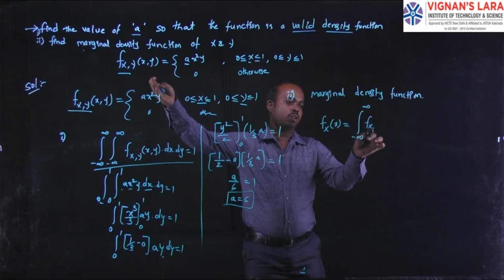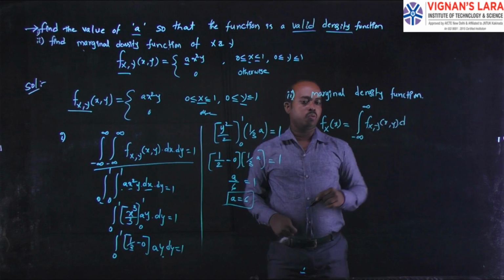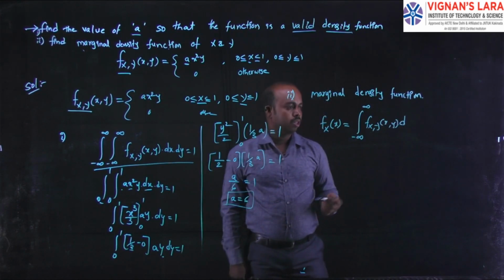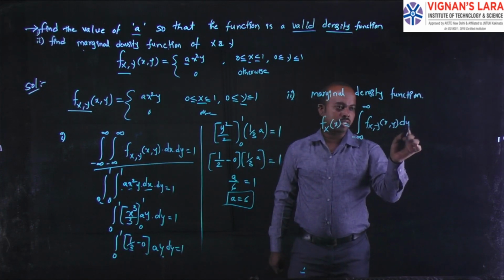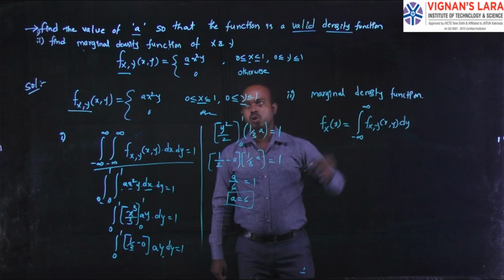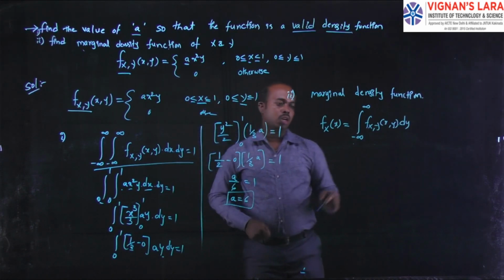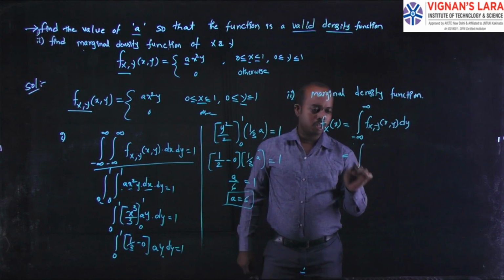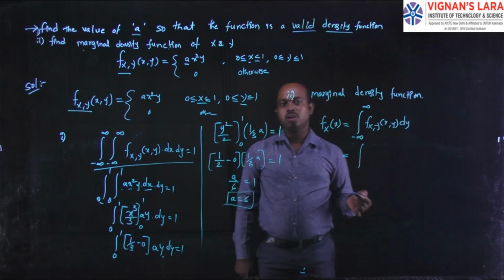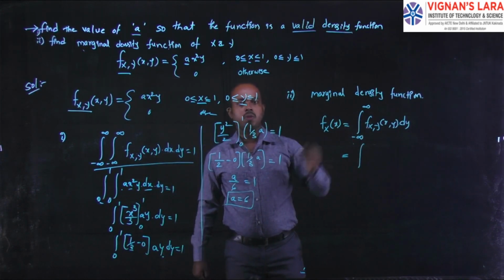Fx,y of x,y, and we make the integration with respect to y. Why? The entire function must be in terms of x. That's why you neglect the y term in this joint function. Now the limits of y are given. Suppose the problem does not mention any limits of y, you can consider minus infinity to plus infinity.